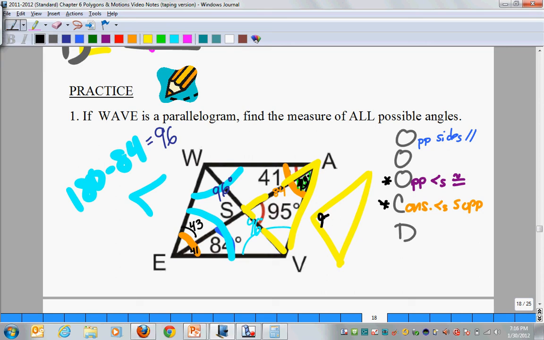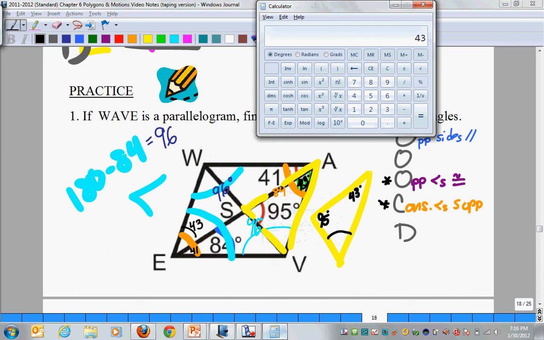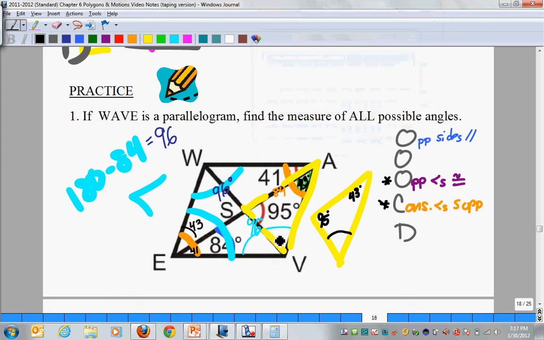This right here is 95 degrees. We found earlier this is 43, so we're going to find this angle now. We're going to go 95 plus 43. We get 138. We're going to take that away from 180. And we get 42. So this angle here is 42.